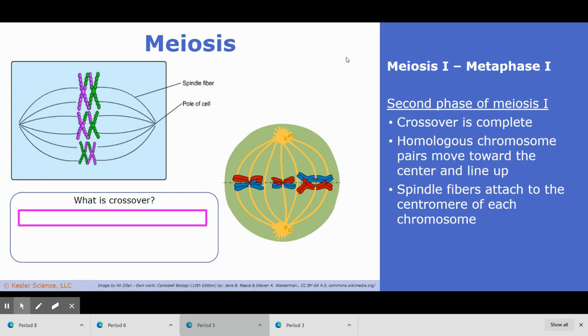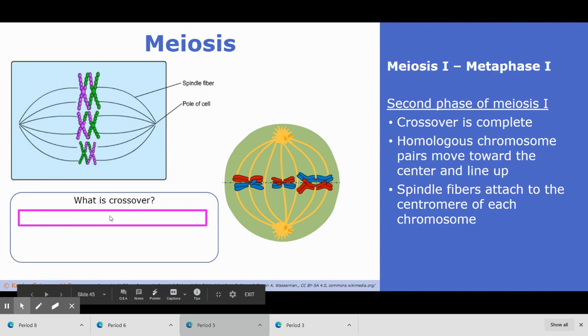Okay, metaphase one, we're moving on. We just went through prophase one, and that's where crossing over happens. Now, metaphase, again, the chromosomes are in the middle. However, they pair up in the middle. They don't line up single file in the middle. That's where it's different than mitosis. And the spindle fibers are now attached from the centrioles to the centromeres because they're moving the chromosomes around and they're eventually going to pull them apart from each other.